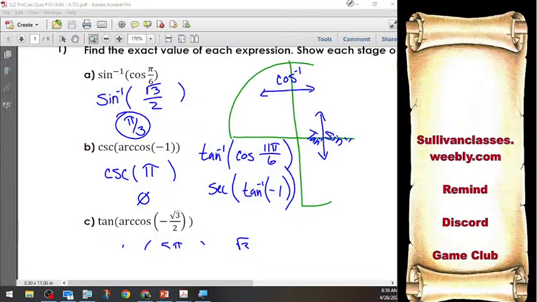Cosine of 11 pi over 6 is square root of 3 over 2. Where is the arctangent of square root of 3 over 2? The arctangent is never square root of 3 over 2. So it's not one of my special triangles. I would just have to dump it in my calculator and find the angle that goes with it.